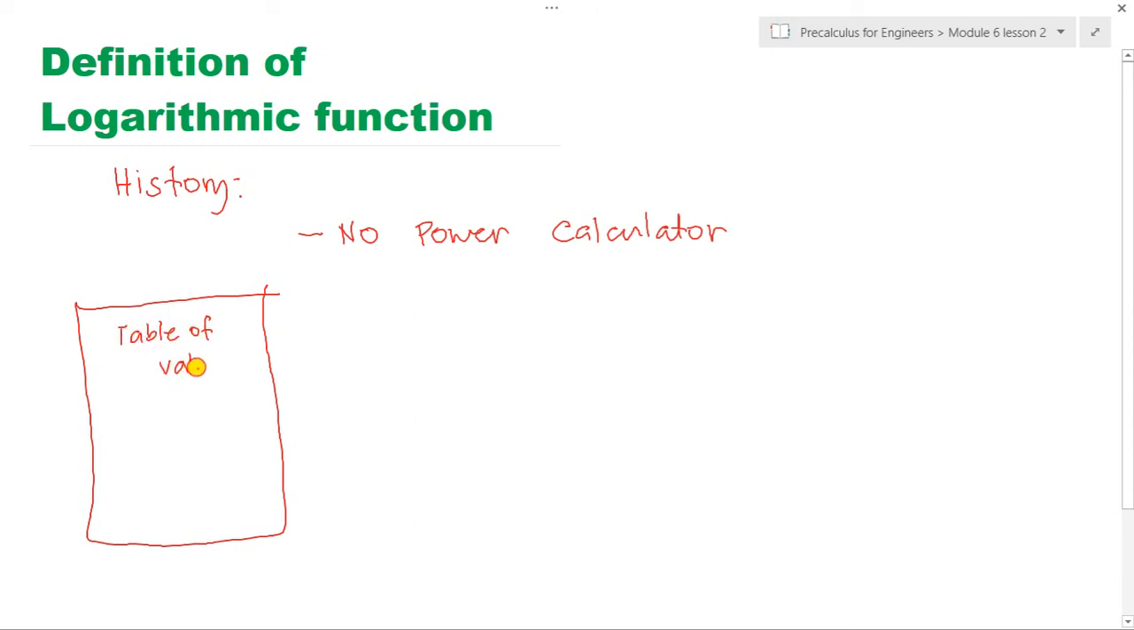And what are these values? This is known as the logarithmic table of values. What is the purpose of this? The purpose of this is to have an equivalent logarithmic number for certain real numbers.